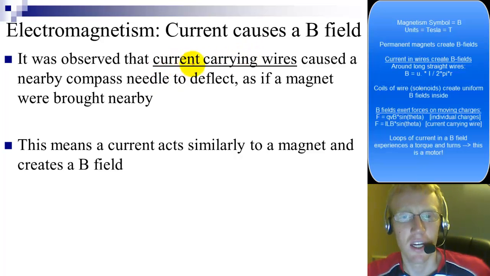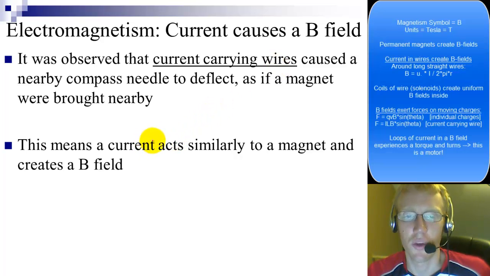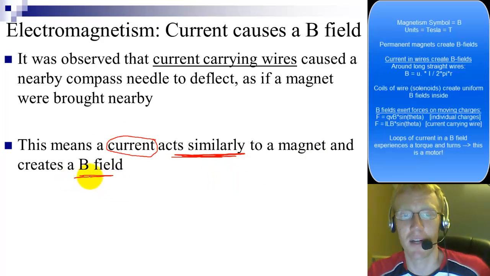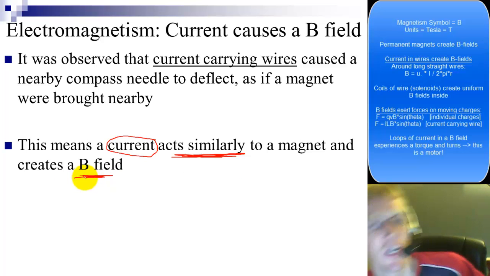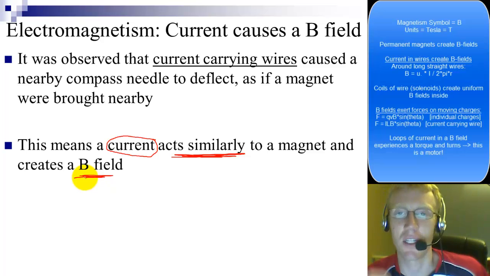So it seems like having current go through that wire somehow created a magnetic field that's now causing the compass to change direction. So what that means is if there's current going through a wire, it acts as if it was a magnet creating a magnetic field. So current in a wire creates a magnetic field. That's a really important result, and it actually goes back and explains how bar magnets work.